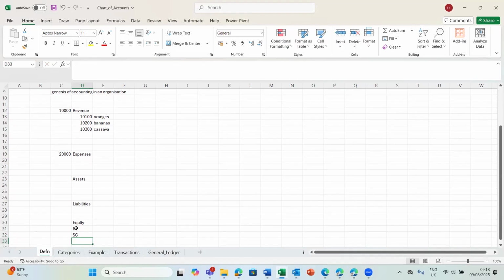Right. So this is what it means when I say a chart of accounts. It's a list of all the accounts your accounting department uses. So where do we get these accounts? The starting point for these accounts is your financial statements.